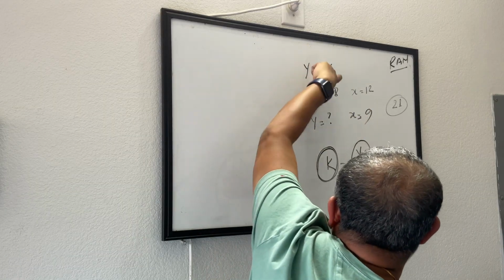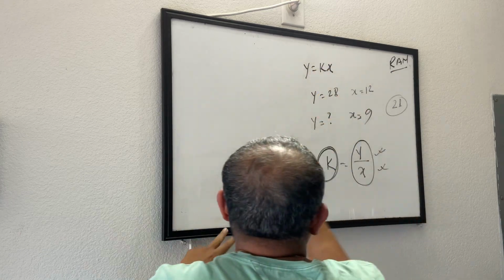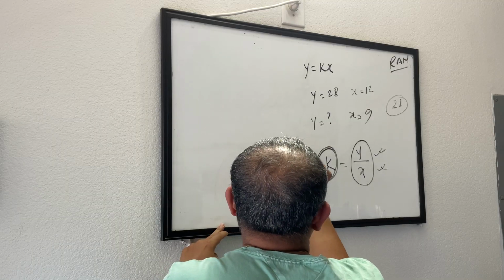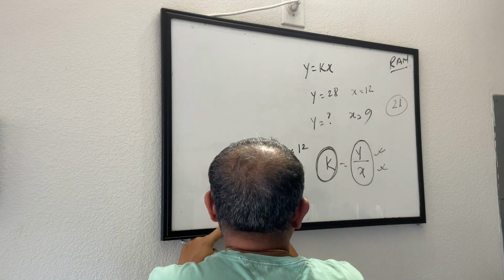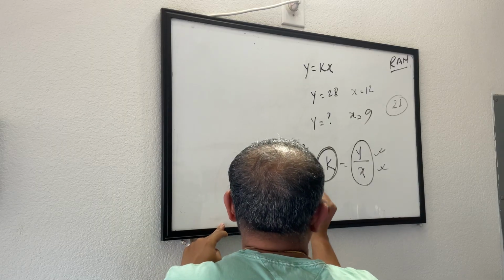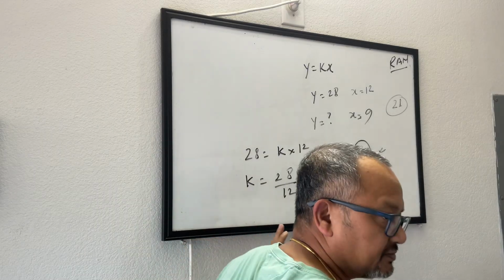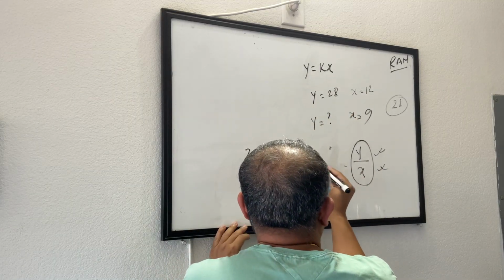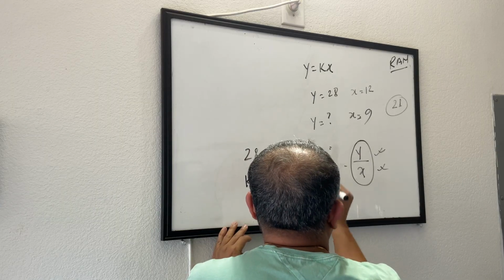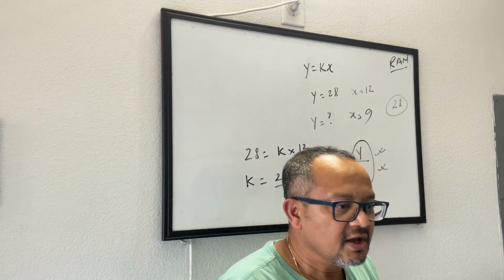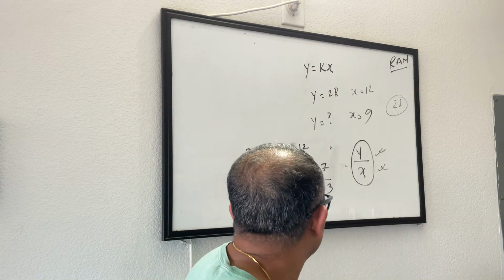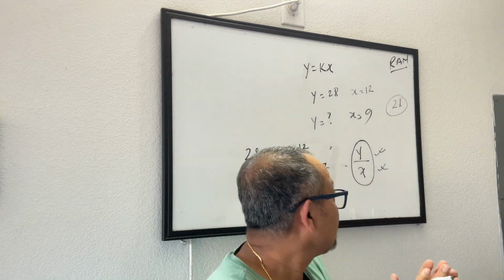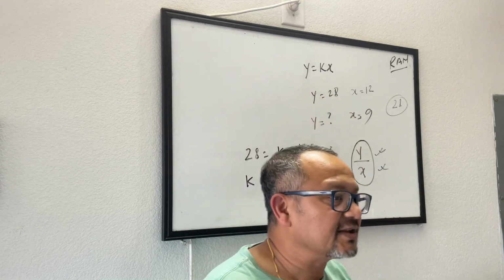This is a relationship when y is 28, x is 12. So from this you will find that 28 equals k times 12. So k equals 28 over 12, which is 7 by 3. And if you want to play with this, 28 is 4 times 7, 12 is 4 times 3, 7 over 3. So this is the ratio. Here in this relationship you are seeing that the x and y ratio is represented by the term k. That's why there is a relevance.